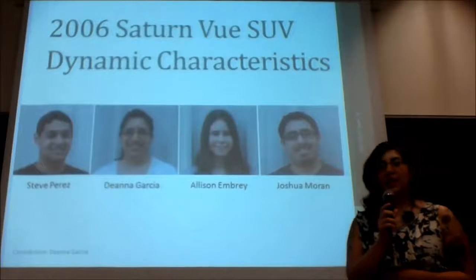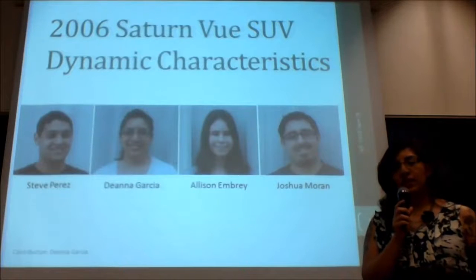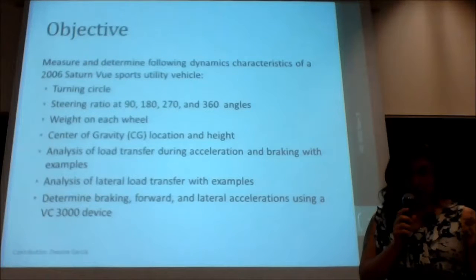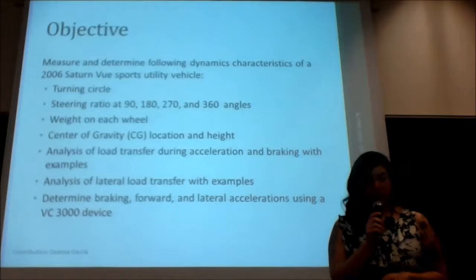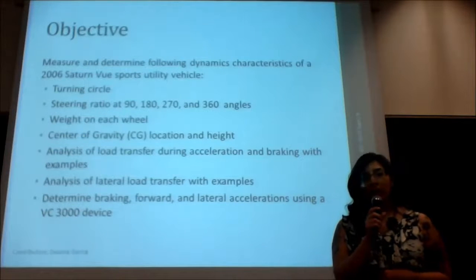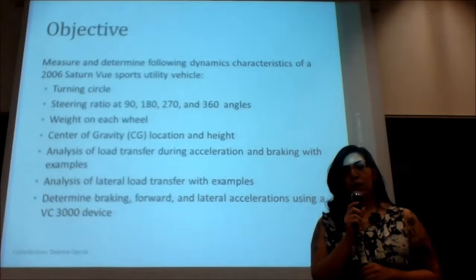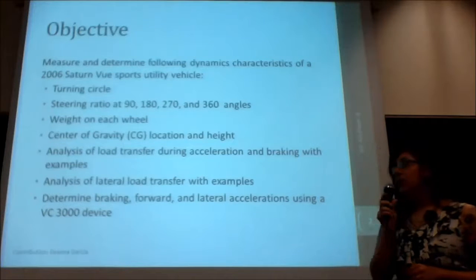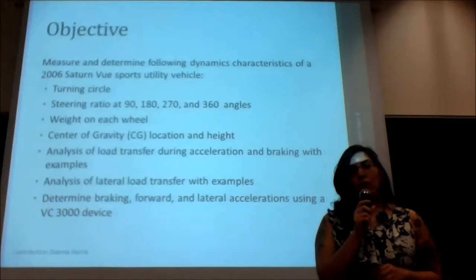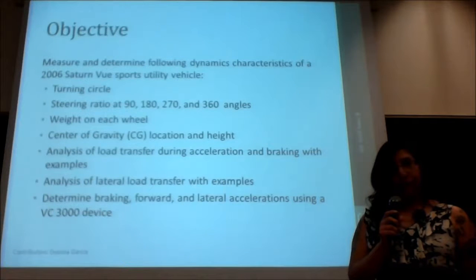I am Deanna Garcia, and today we'll be discussing the dynamic characteristics of a 2006 Saturn Vue SUV. Our objective is to determine and measure the vehicle's turning circle, steering ratio, CG location and height, weight on each wheel, and analysis of load transfer during acceleration and braking, in addition to determining the vehicle's braking, forward, and lateral acceleration utilizing the VC3000.